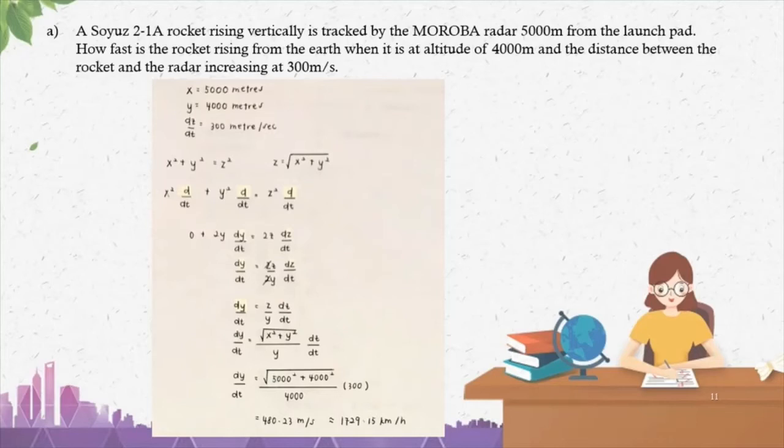For y squared, differentiate, we'll get 2y dy over dt, and z squared differentiate equal to 2z dz over dt. Then we will choose dy over dt as our subject. So 2y we will move to the right side, and we will get z over y times dz over dt.